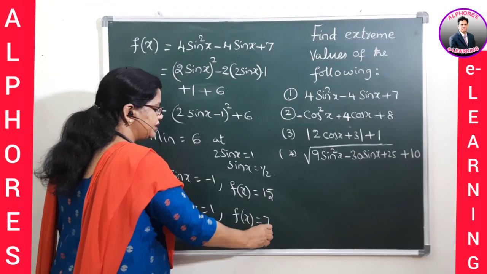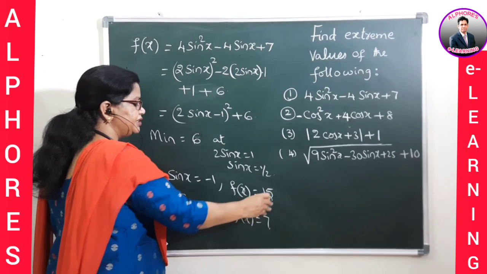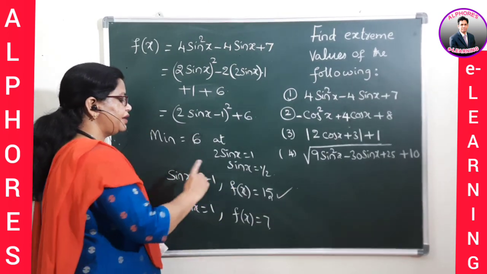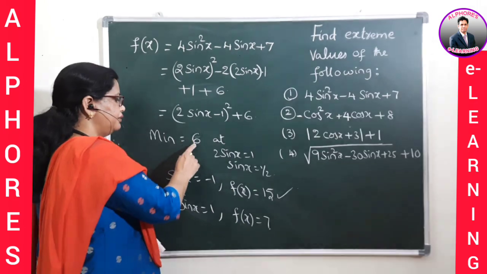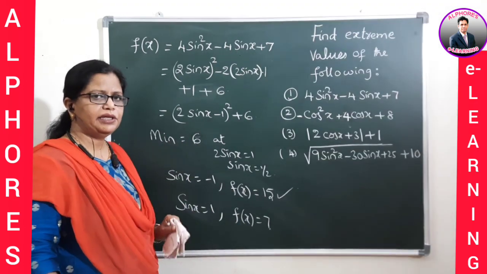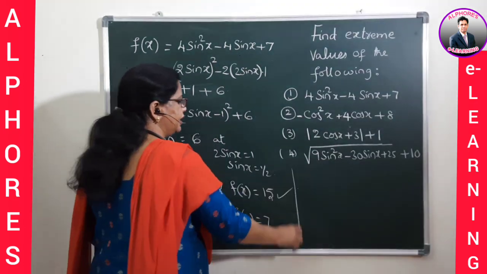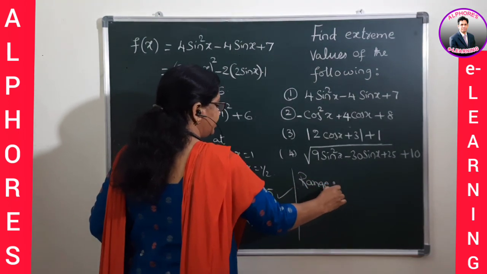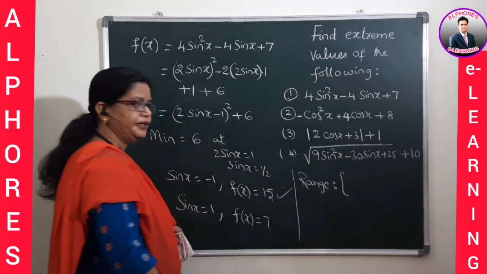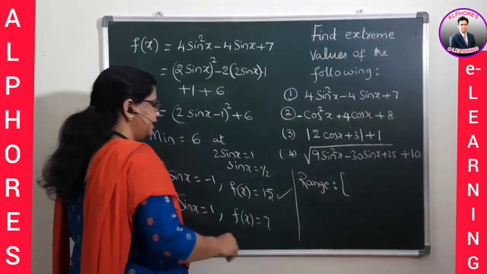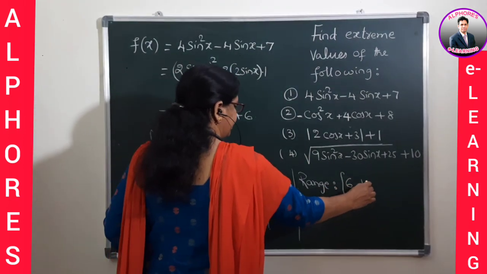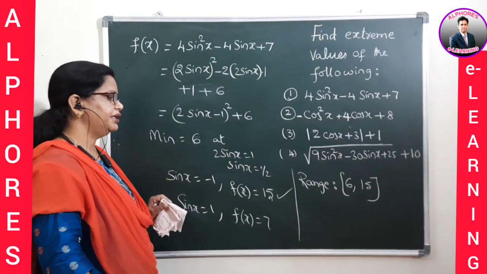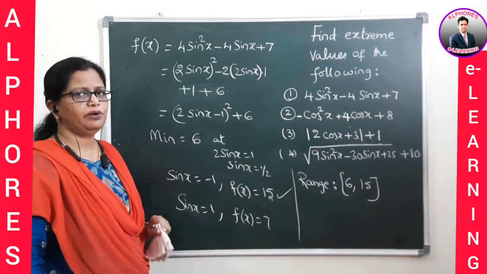Now observe here, in these three values, the larger value is how much? 15. So the maximum of this function is 15, and the minimum of this function is how much here? 6. So we can write the range of the function as nothing but minimum value comma maximum value. What is the minimum value we got? It is 6, and that of the maximum value is 15. Hence in this way we can solve, students, these kinds of problems.